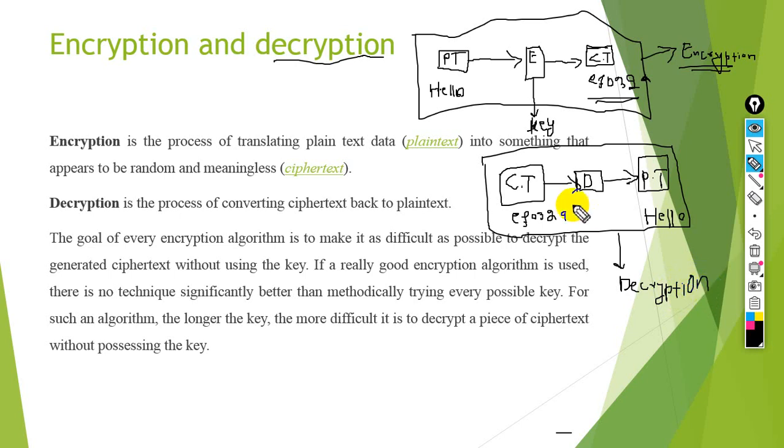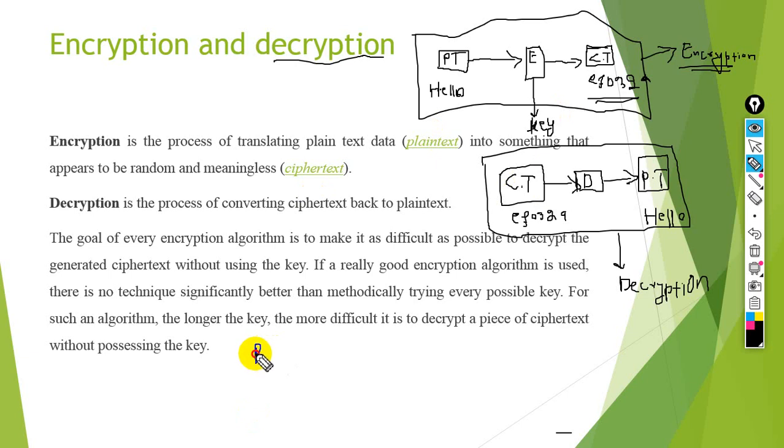Decryption is the process in which we convert the ciphertext back to plain text. This process is called decryption, and this complete process we call cryptography.